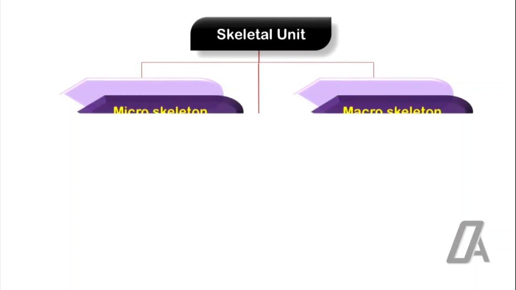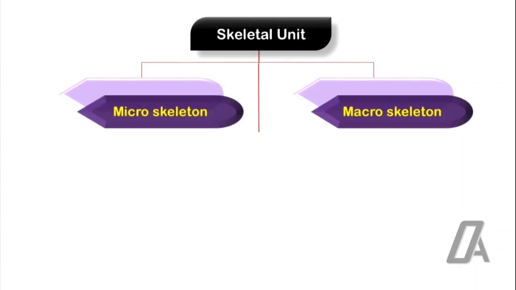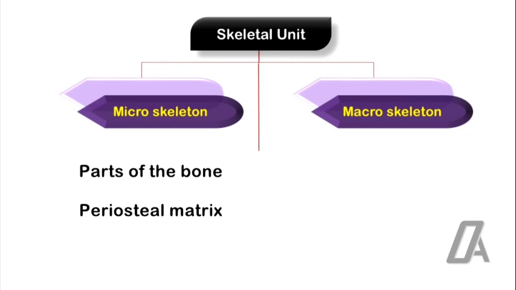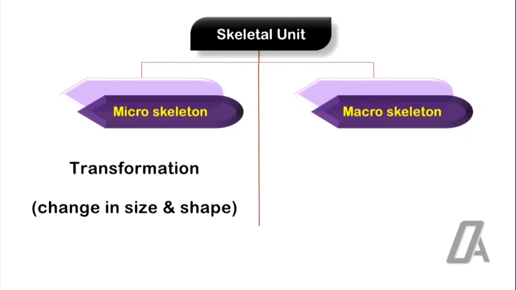The totality of all the skeletal tissues associated with one function is called a skeletal unit. There are two types of skeletal units, microskeletal and macroskeletal. Microskeletal unit includes parts of the bone. It is affected by periosteal matrix. This causes transformation of the bone, which leads to change in size and shape of the bone.